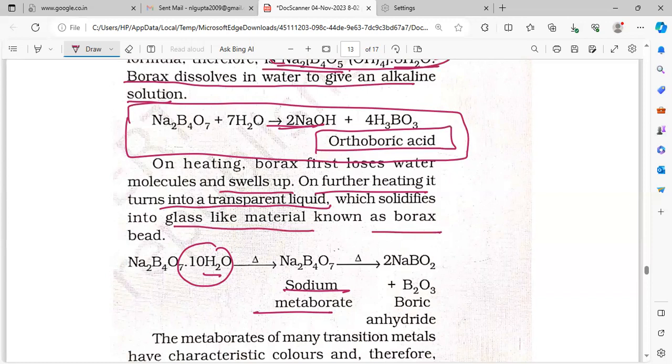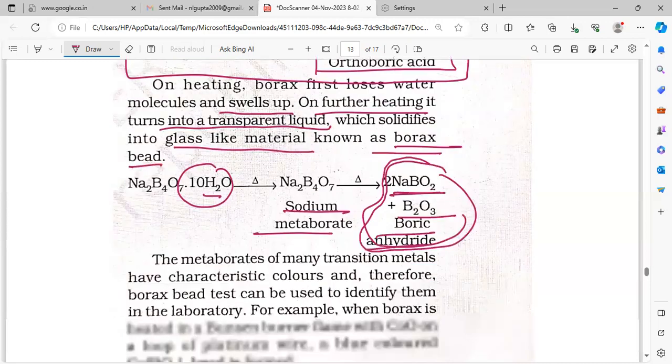So they can ask about this. Sodium metaborate is NaBO2, not Na2B4O7, and boric anhydride, B2O3. This altogether is known as what? Borax bead. Borax bead is a very important one.